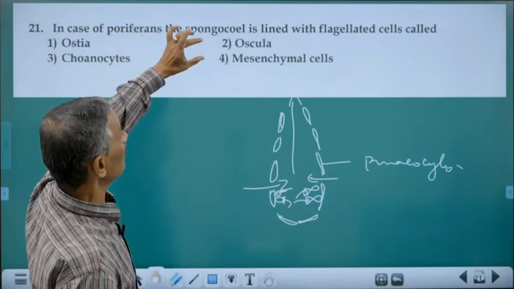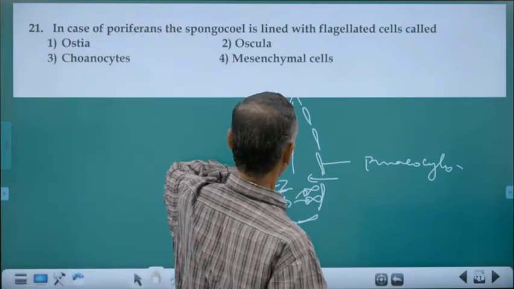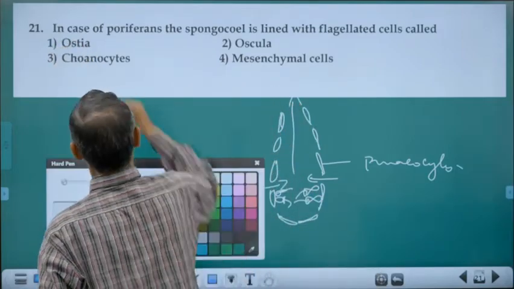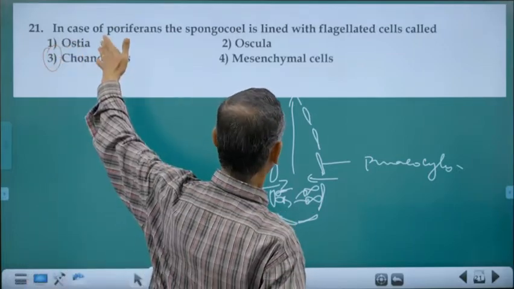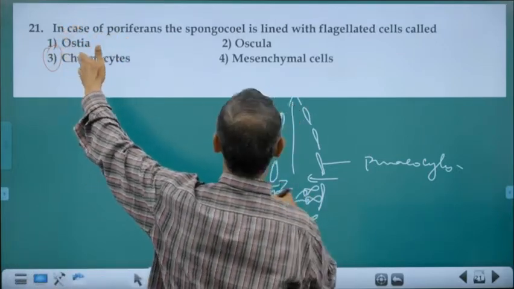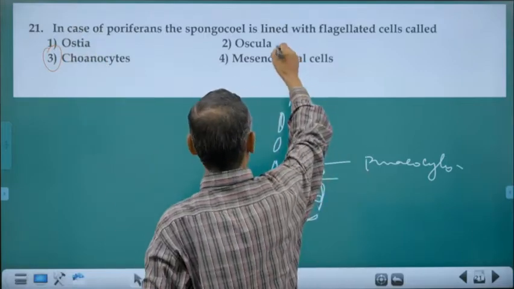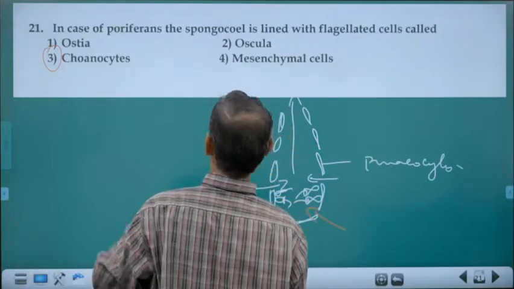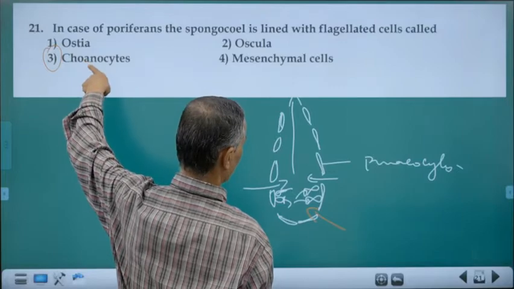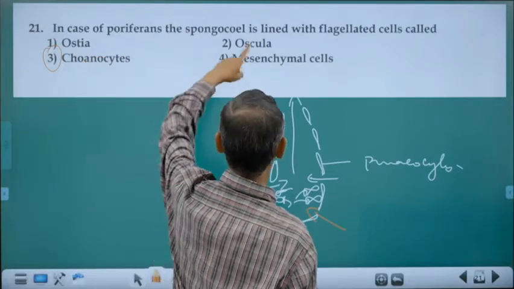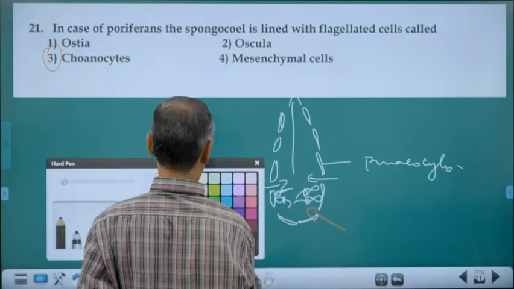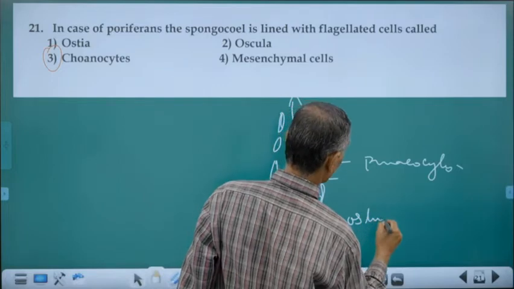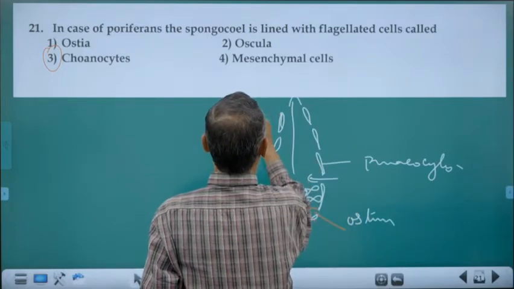So, the spongocele is lined with flagellated cells called choanocytes. This is the correct option. Ostia is the opening through which water enters in, and osculum, oscula is plural, osculum is the terminal opening by which it goes out. So, water enters in through ostia, plural, ostium singular, and goes out through the osculum. Understand the difference? So, ostium, and this is the osculum.